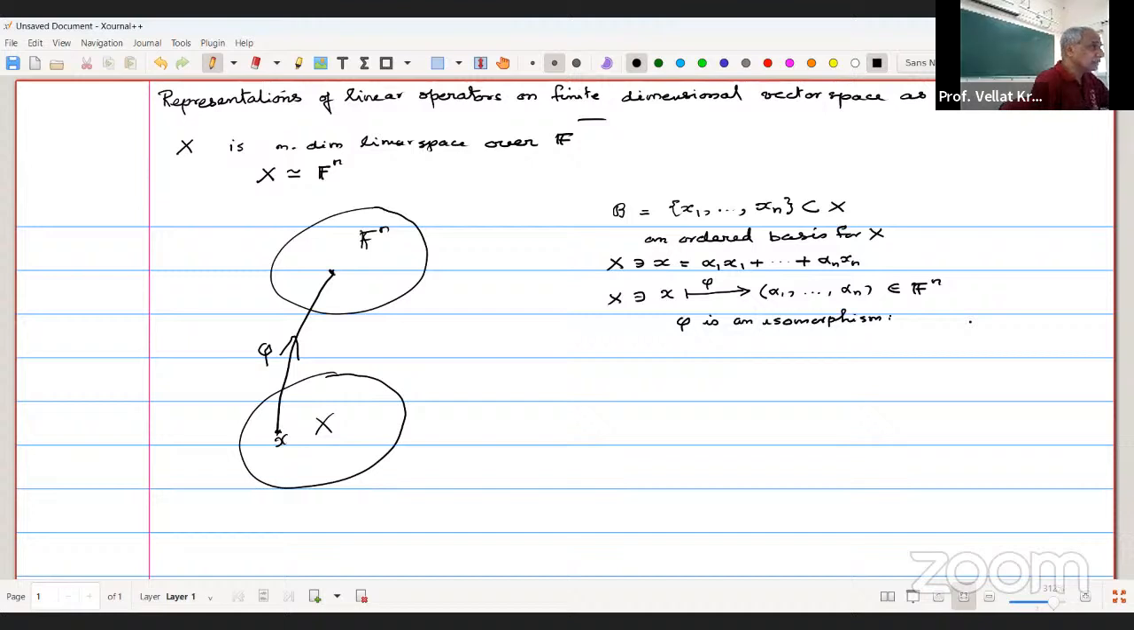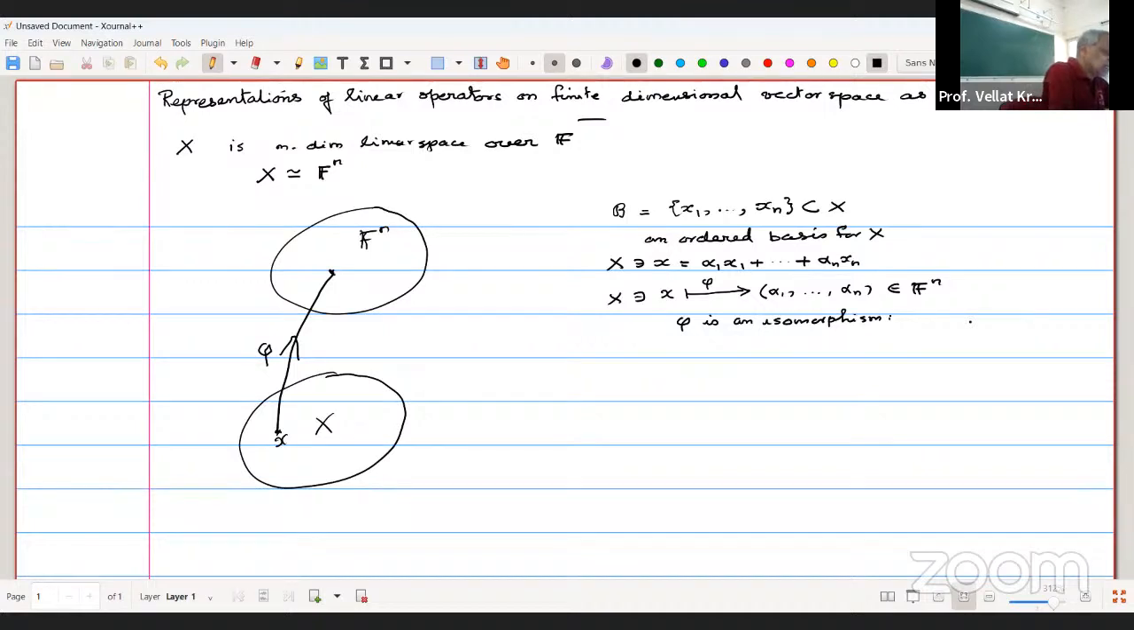And what you can prove is that every ordered basis for X determines an isomorphism of X onto Fn. Conversely, every isomorphism from X onto Fn determines a corresponding ordered basis, which generates this isomorphism. Now, what happens under this isomorphism?